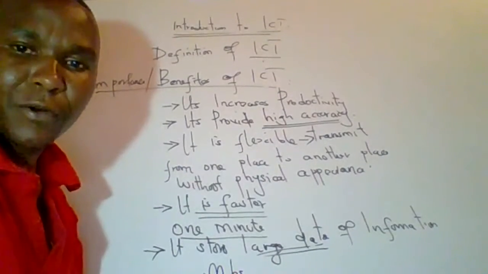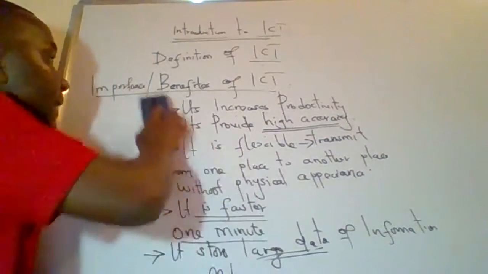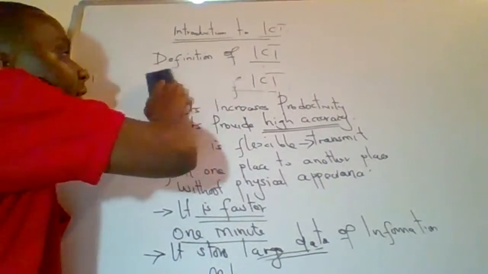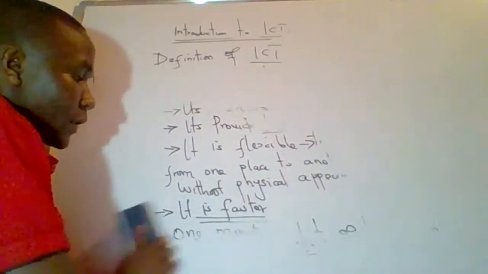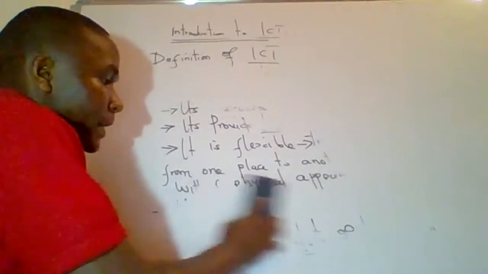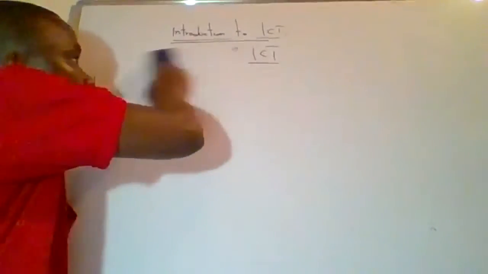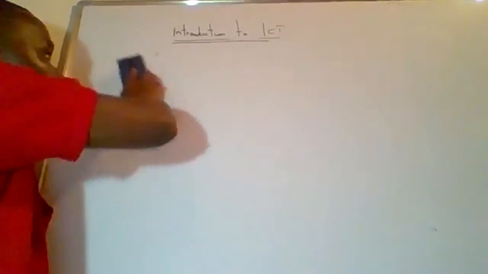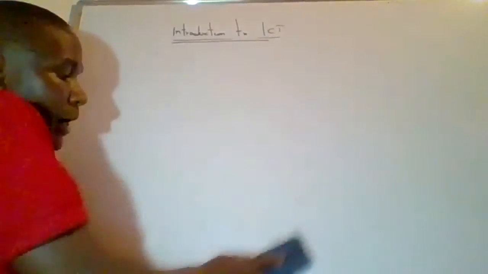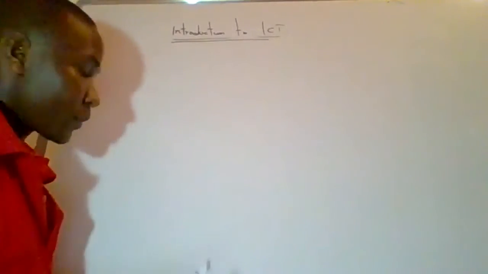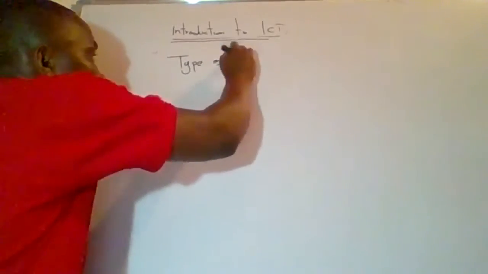So the next one, now we are going to see the types of ICT systems. What kinds of ICT are there? Is this ICT a monitor? We must look at the kinds of ICT system. So my good students, write down for me: types of ICT.